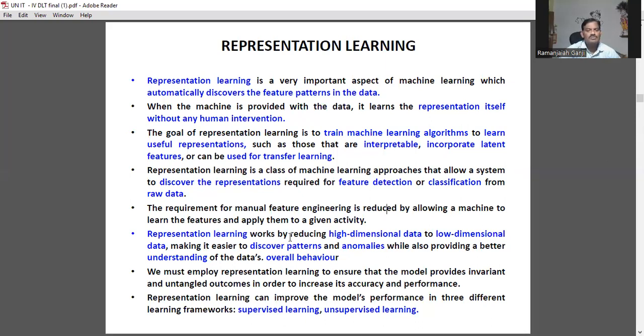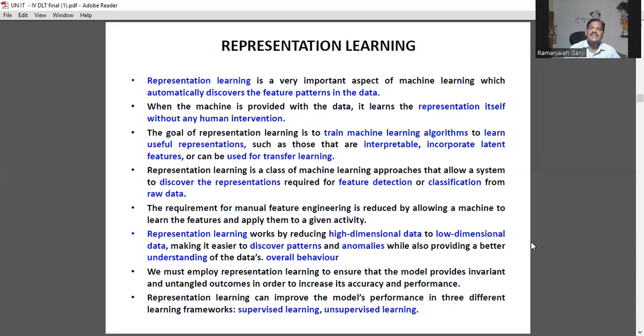Representation learning works by reducing high dimensional data to low dimensional data, making it easier to discover the patterns or anomalies. Anomalies are nothing but mistakes, problems, while also providing a better understanding of the data's overall behavior. So our target is to identify its overall behavior. We must employ representation learning to ensure that the model provides invariant, untangled outcomes in order to increase its accuracy and performance.